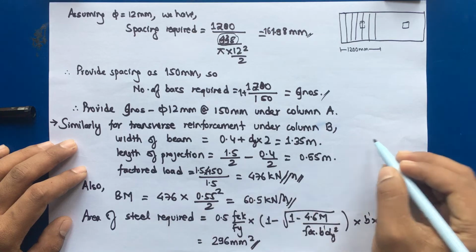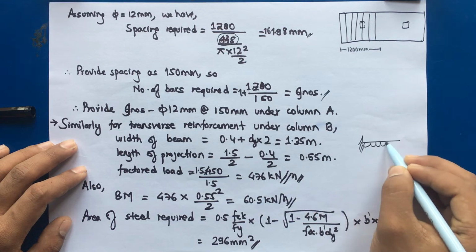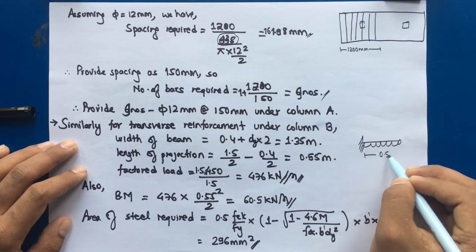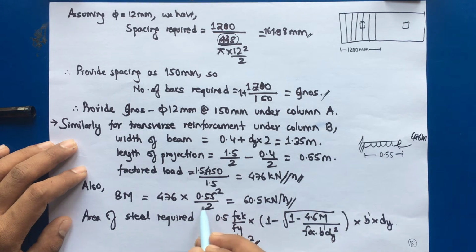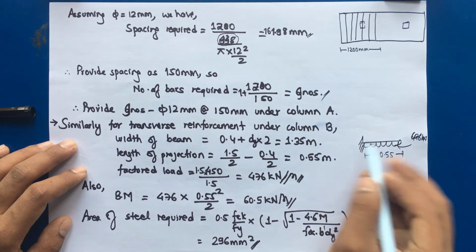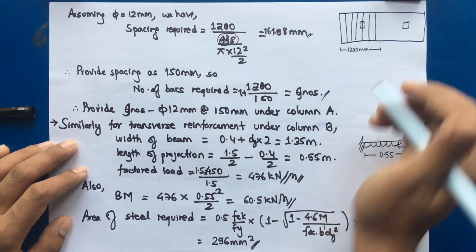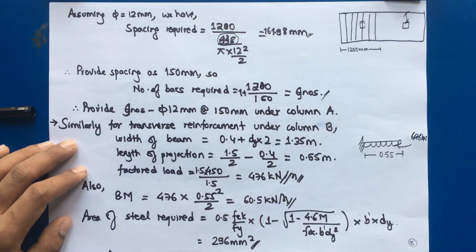And for the bending moment, again we'll consider a cantilever beam subjected to a UDL with the span 0.55 meter, and the value of UDL is 476 kilonewton per meter. Now WL square by 2, so this comes as 60.5 kilonewton meter. So this is the bending moment in this projection. Okay, area of steel required for this bending moment. Substitute the value of M as 60.5, B dash will be 1.35, that is 1350 mm, dy will be 476. Substitute the values and we'll get 296 mm square.